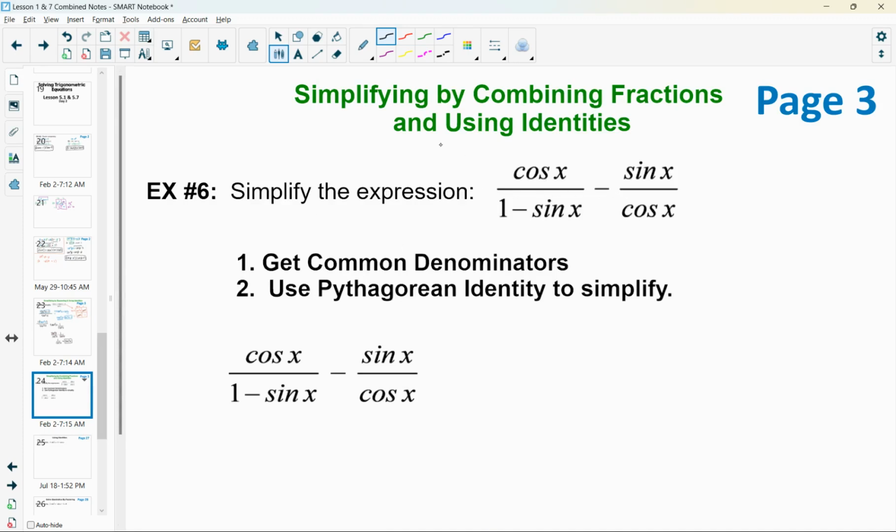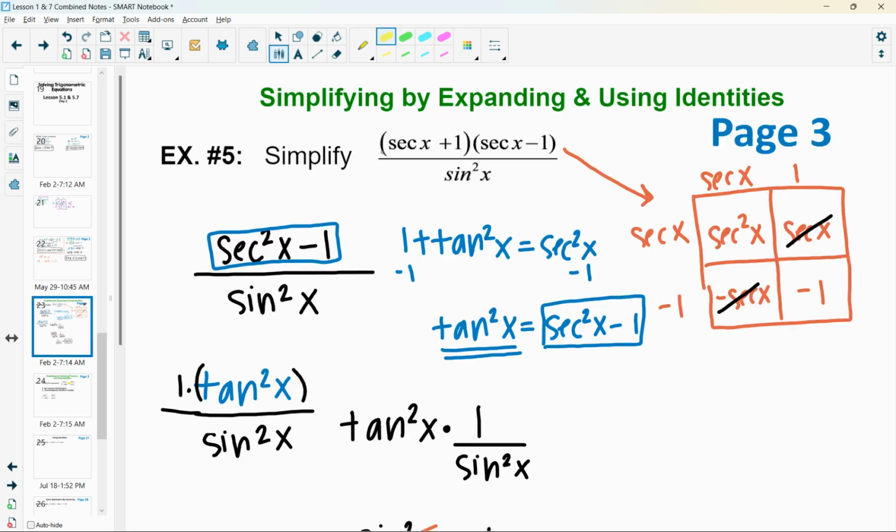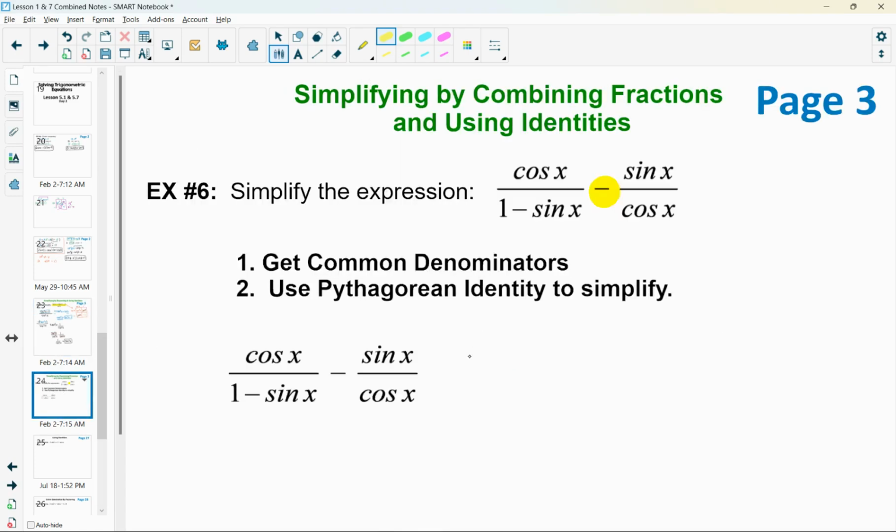So simplify this expression. One new thing that we're seeing in here is that we have a minus. So we've got 2 functions here, or 2 expressions, and then we have them separated by a subtraction instead of them just being divided by each other. So in this case, one of your strategies is to get them to be one fraction. So get common denominators and then go from there. In this case, it tells us we're going to use a Pythagorean identity. So let's get common denominators.